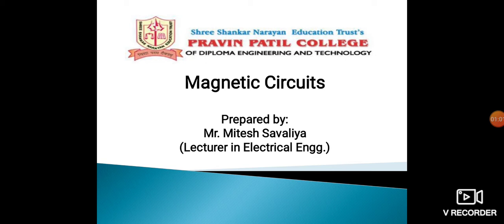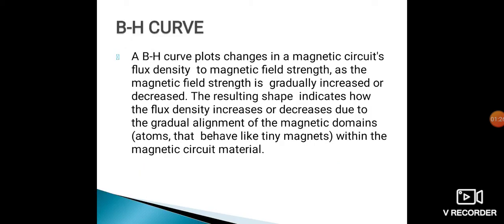In this video, we are going to learn about the characteristics of the magnetic circuit. How the magnetic circuit behaves when an AC supply or an electric supply is applied across it. So in this video, we are going to learn the behavior of the magnetic circuit when the electric supply is applied as the input. So the first topic is the BH curve.